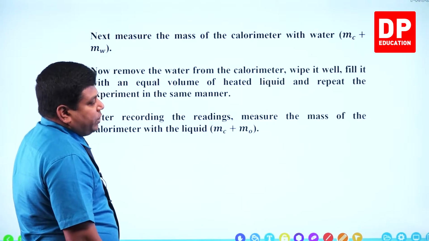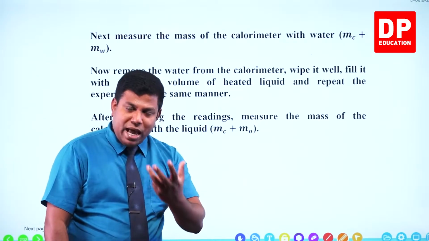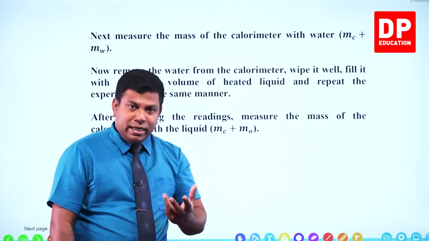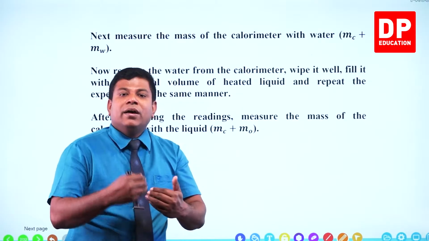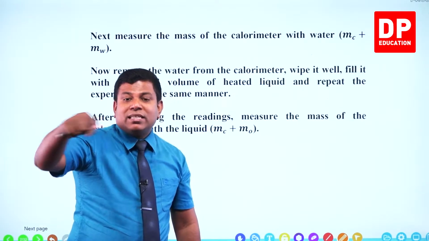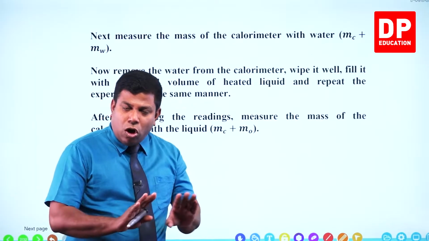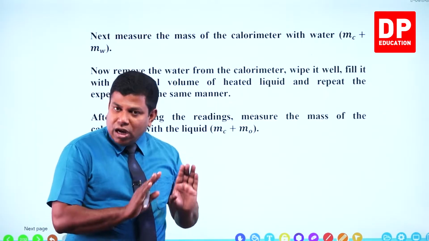After recording the readings, measure the mass of the calorimeter with the liquid, because we need the mass of liquid as well, right? So now with the calorimeter, measure the mass of liquid also. Already we have the empty calorimeter's mass, the difference will be the liquid's mass. Clear? This is all the experimental procedure.